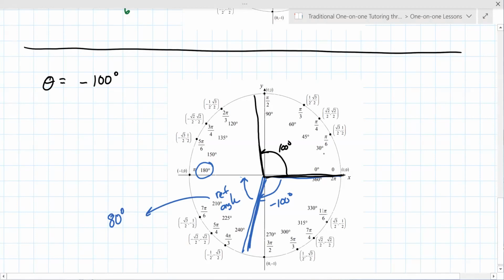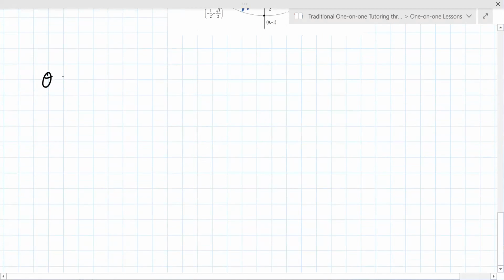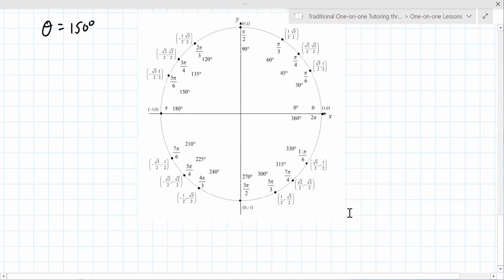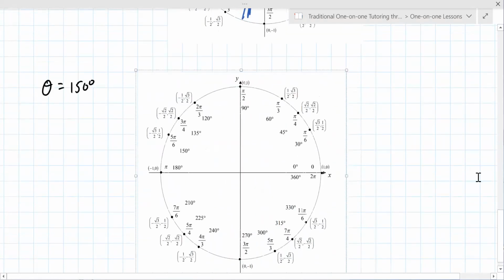Next one is 150 degrees. So theta equals 150 degrees. This one will be much more straightforward. Where is 150 degrees on this picture? Yeah, right there. It's in the second quadrant. So you have to figure out this angle right here. If you keep going, it's 180.